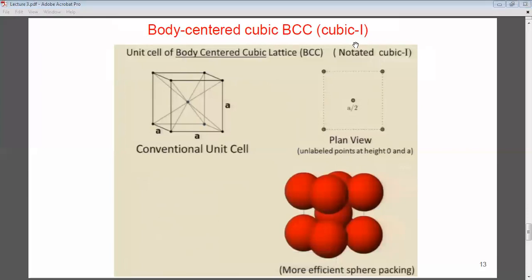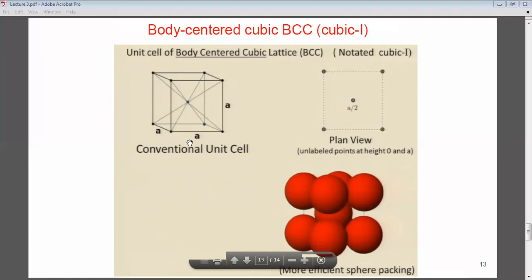Okay, so this is how it looks. The unit cell looks like this. I have cesium at all the corners of the unit cell, and I also have another cesium atom in the middle.